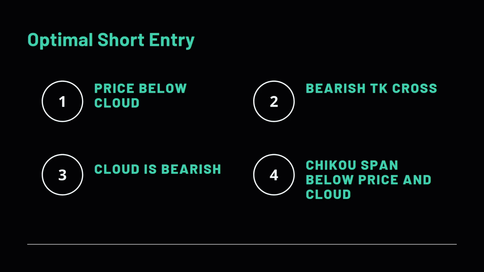You need a bearish TK cross. Again, your Tenkan and Kijun should be bearishly crossed. Number 3, your cloud should be bearish, because you want your cloud, again, to support the trade that you're going to take. If you're looking for shorts, you want to optimally be taking those shorts below cloud, because then price is obviously more bearish. And lastly, Chikou span should be below price and below cloud. So if you have all 4 of these conditions, then you could have a nice short entry at hand.